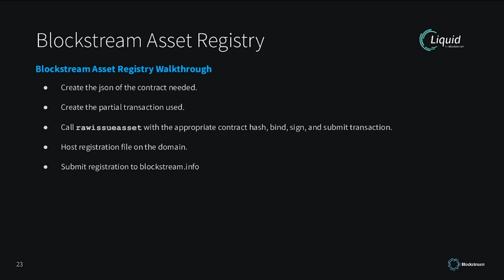So the first thing is we're going to create the JSON contract. We're going to create a transaction that will be used to seed this information. We're going to then issue the asset using raw issue asset and have all the information in it. We're going to host the file on the domain so that Blockstream.info will do it, and then we'll submit the registration info to Blockstream.info. I'm not going to do all of those things, but I did those yesterday, and you can follow along as I go through that process, and you can see how it worked.